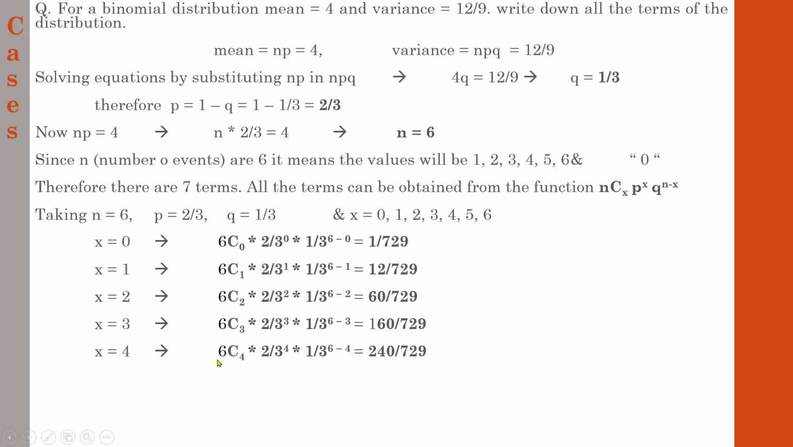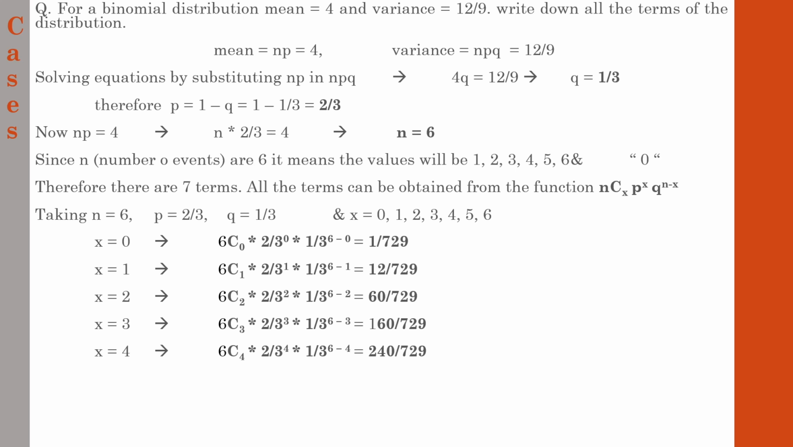I hope you all know how to solve this one, 6C4. It is almost similar to the method which we have learned in the case of permutation and combination, and I hope you know how to find nCx, or here it is 6C4. If you have any doubts, just go through the combination section, the theory and cases which we have discussed in previous sessions.